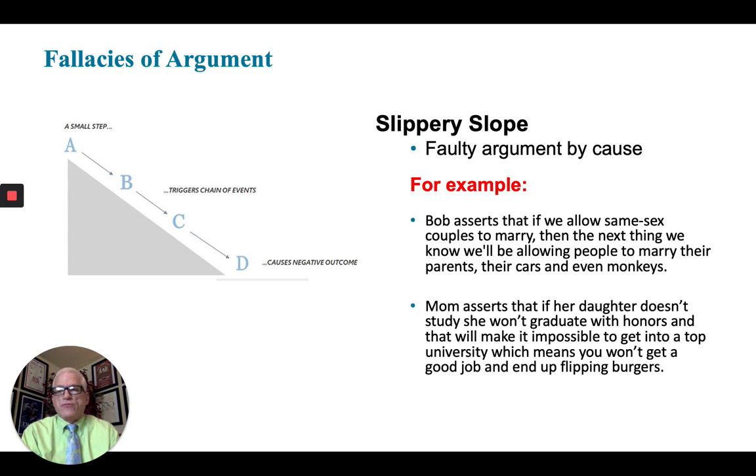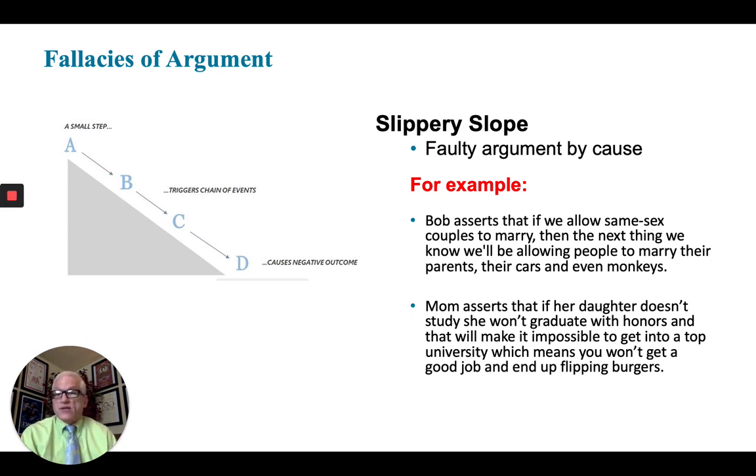And I give you a couple of generalized examples here. The first is Bob, who asserts that if we allow same-sex couples to marry, then the next thing we know, we'll be allowing people to marry their parents, their cars, and even monkeys. Again, this assumes that legalizing marriage between two men or two women necessarily will lead to marriage between humans and monkeys and cars. Again, it's a fallacy of causation. In fact, we've had marriage equality now for the better part of 5 or 6 years, and those things haven't happened.